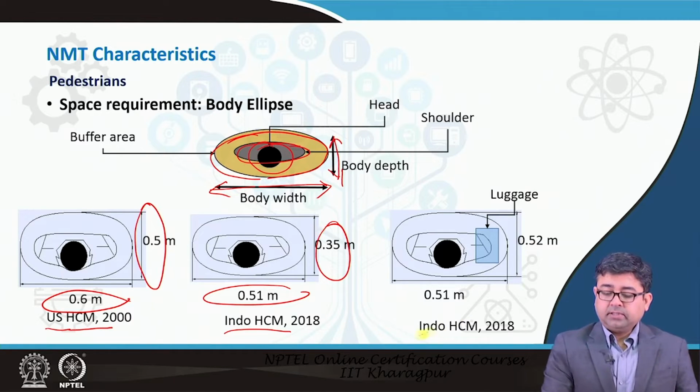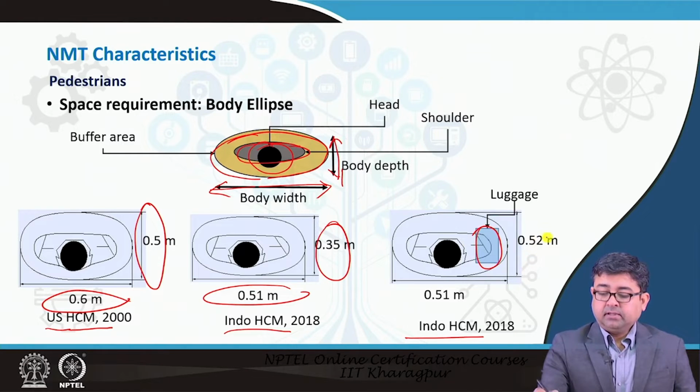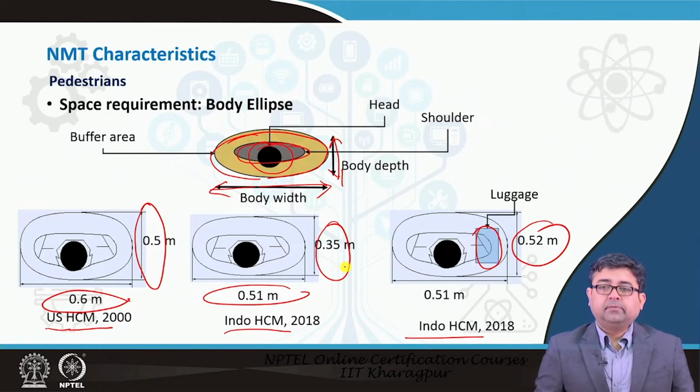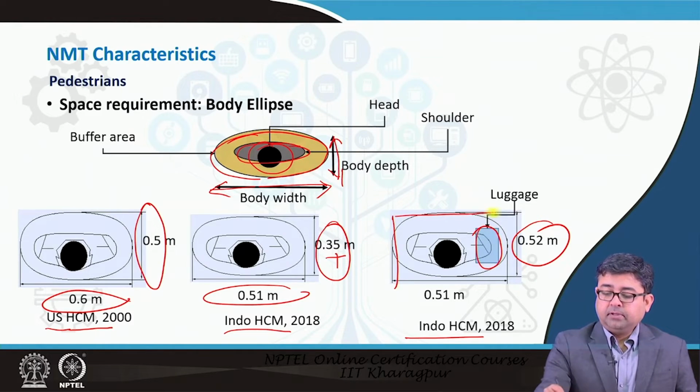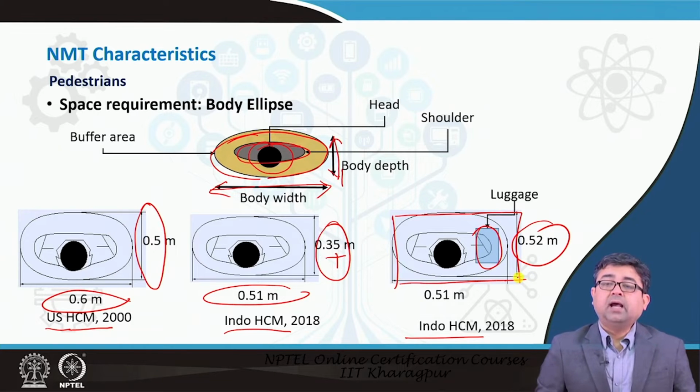In addition, the Indo HCM also defines that more often than not, we do carry luggage on our shoulder. So, we have to give an extra body depth of about 0.15 meters, in addition to the 0.35 meters, so that we can plan for an average person who is actually walking on the street with something on his or her shoulder. So, these are the average values that can be used for designing any pedestrian facility.